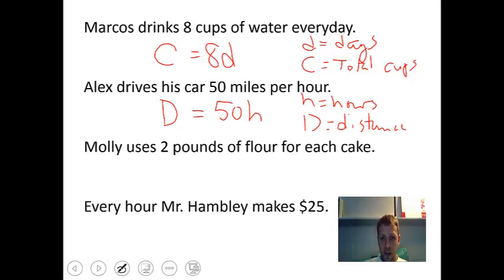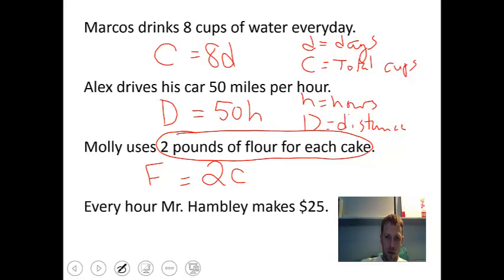Molly uses 2 pounds of flour for each cake. Something that she does for every cake, and she does 2 pounds per cake. And that's how much flour she will use. All right? It's almost attached to the ratio. 2 is attached to the cake. Every hour Mr. Hambley makes $25. So every hour Mr. Hambley makes $25, and that's talking about money, total amount of money.